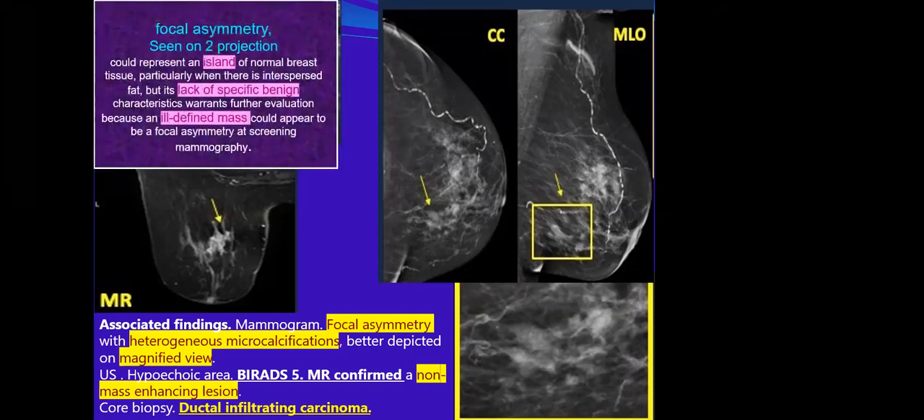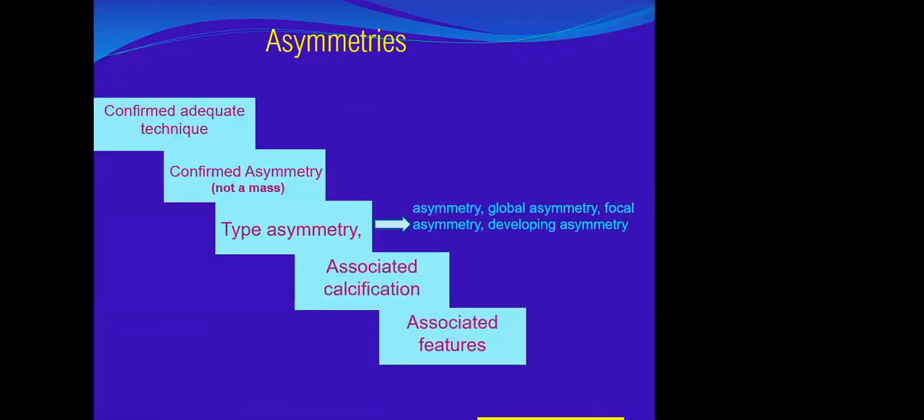You see, as we mentioned, though focal asymmetry usually represents an island of normal tissue, the lack of specific benign findings warrants further evaluation, because an ill-defined mass, or ill-defined cancer, might appear as asymmetry. So we went through all of these, then remaining are the descriptors of locations.